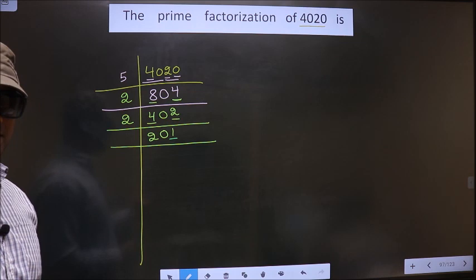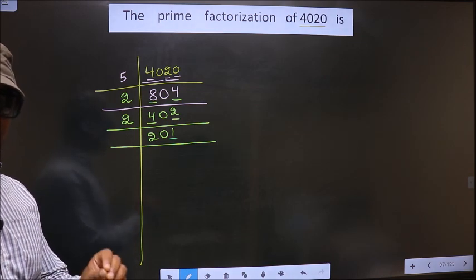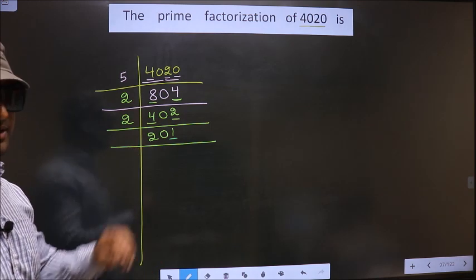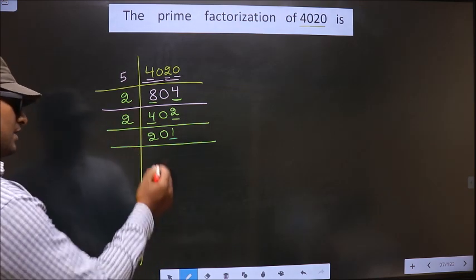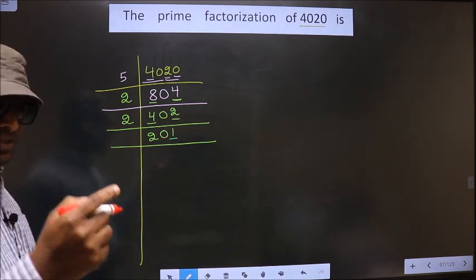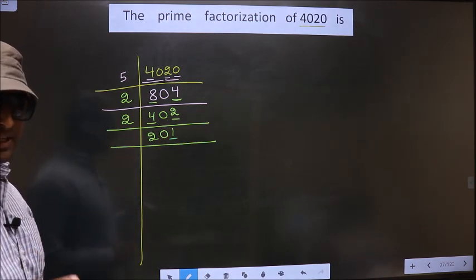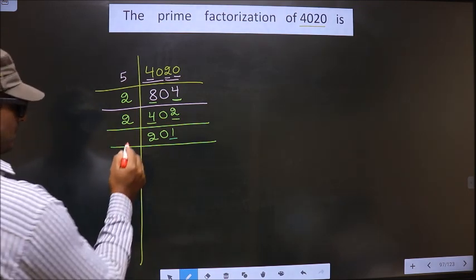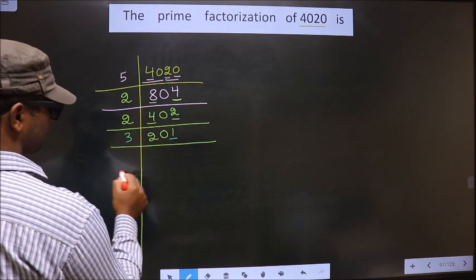The next prime number is 3. To check divisibility by 3, we should add the digits. That is 2 plus 0 plus 1 is 3. Is 3 divisible by 3? Yes. So this number is also divisible by 3. So we take 3 here.